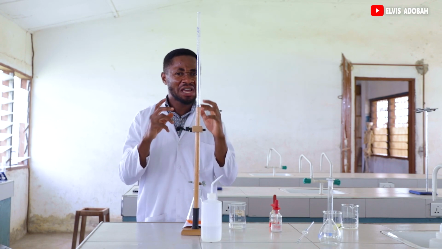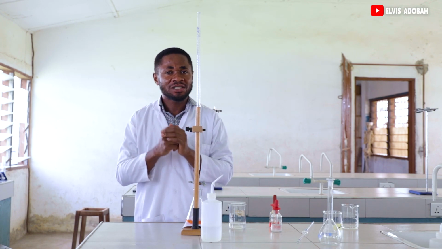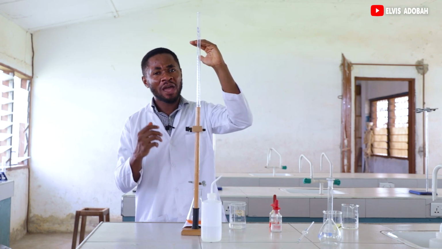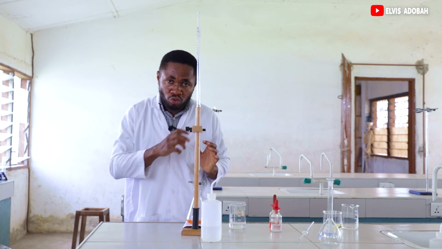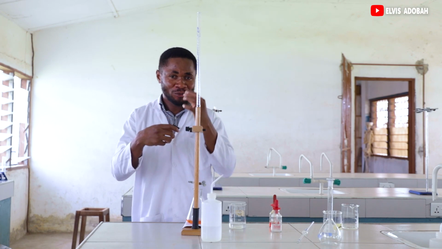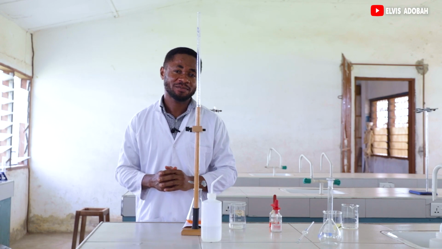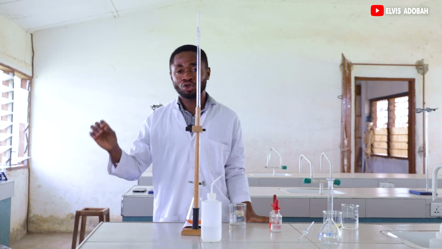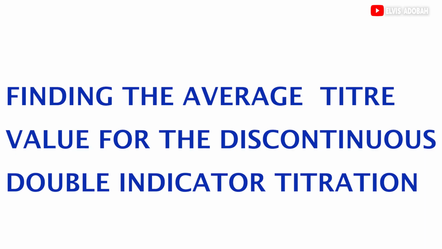If you get, say, 10.0 centimeters cubed for your first titration, in your second titration, just release the acid from 0 to maybe 8 or 7. Then, swirl your solution. Dropwise, swirl. Dropwise, swirl. You will actually catch the endpoint. So this is how the discontinuous double indicator titration is performed.